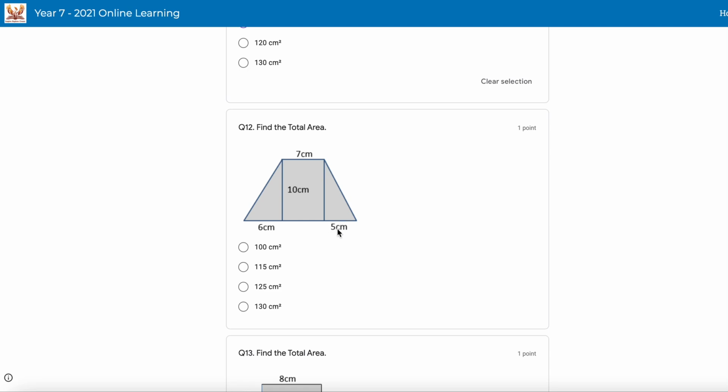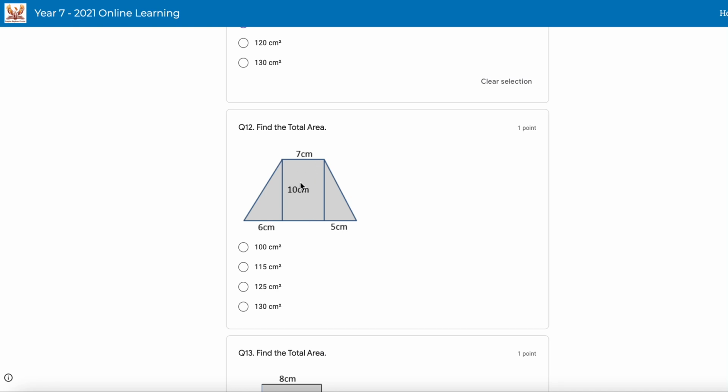So it's going to be a half times 5 times 10. Our height is 10 still. So a half times 5 times 10, that's just going to be 25 square centimetres. And you need to write these down, otherwise you're going to forget the areas.